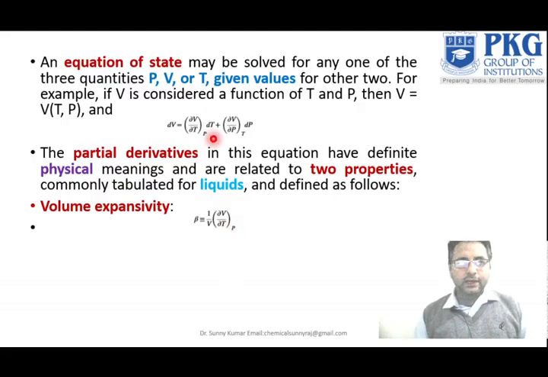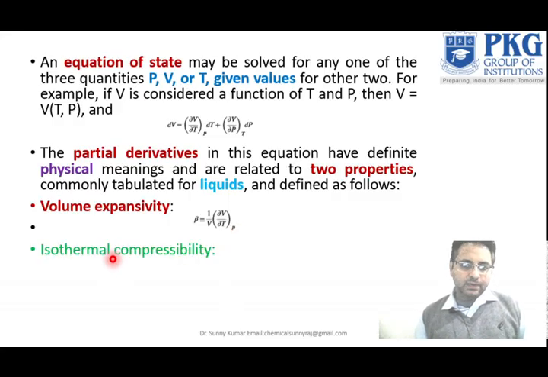At constant pressure, this term will be 0, and only this term will remain. So you can write (∂V/∂T) at constant P and 1 upon V. This is your volume expansivity.